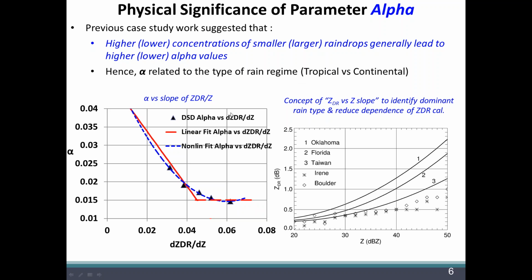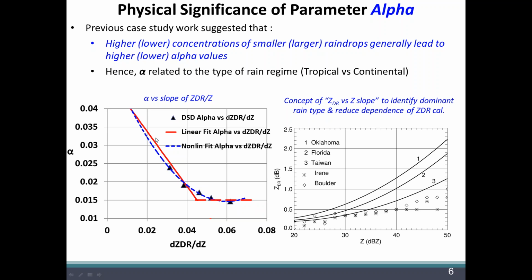I've got a couple of things on here. One to the left over here is the graph of alpha versus the slope of differential reflectivity over reflectivity. And this was derived using distrometer data. About 47,000 different DSDs from the distrometer data were available. Basically, we binned up the distrometer data into sections where we simulated the values for ZDR and reflectivity, and then also simulated what alpha would be. These triangles represent those bins of the distrometer data. The dashed blue line is a nonlinear fit to the data, and the red lines are the linear fit.